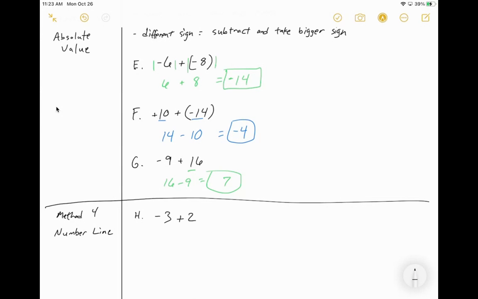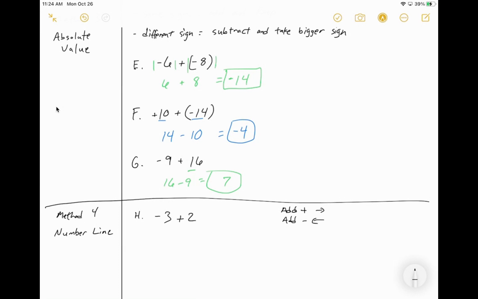Okay, negative 3 plus 2. So we want to picture this on a number line. And what you have to understand for a number line is when you add a positive, you go to the right. When you add a negative, you go to the left. That makes sense, right? More negatives go to the left. So I'll write that out really quick. If you add a plus, you go to the right. If you add a negative, you go to the left, okay?